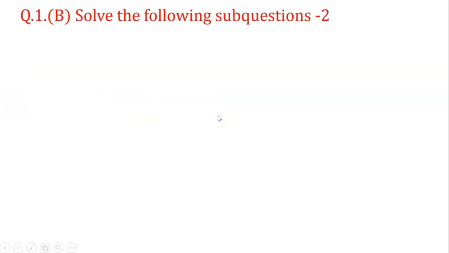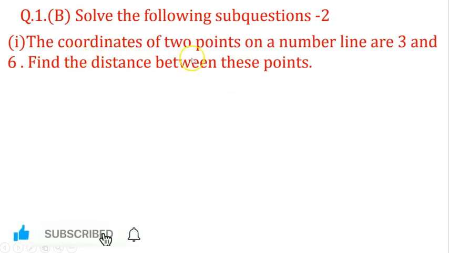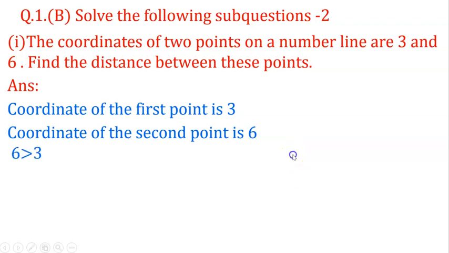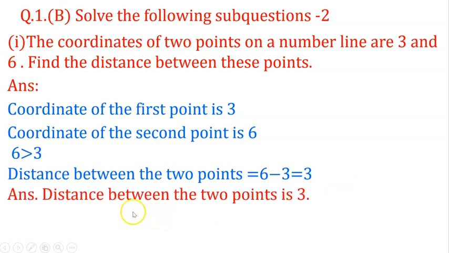Now next, question number 1B. Solve the following sub questions for 2 marks. The first is, the coordinates of 2 points on a number line are 3 and 6. Find the distance between these points. Now we'll solve this. Coordinate of the first point is 3, coordinate of second point is 6. 6 is greater than 3. Distance between the 2 points is equals to greatest coordinate minus smallest one. That is 6 minus 3 is equals to 3. And hence the distance between the 2 points is 3.